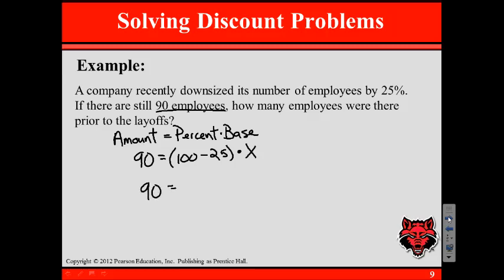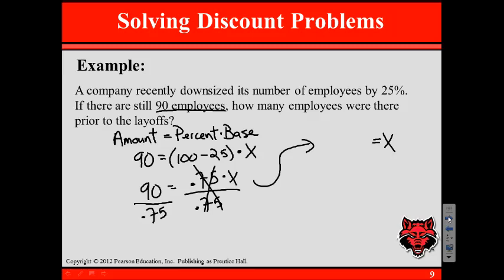So we go further. 90 equals 100% minus 25% is 75%. And if we write 75% as a decimal, we have 0.75. Then we still have times x. So to solve for x, we divide both sides by 0.75. The 0.75s cancel on the right-hand side, and we're left with x equals, now to find the original number of employees, we take 90 divided by 0.75, and that gives us 120. Again, if there were layoffs or if the company downsized, then there should have been more employees originally than 90. And our number at least has gone in the right direction. And we can see if we follow the steps, that's exactly how many employees there were prior to the layoffs.